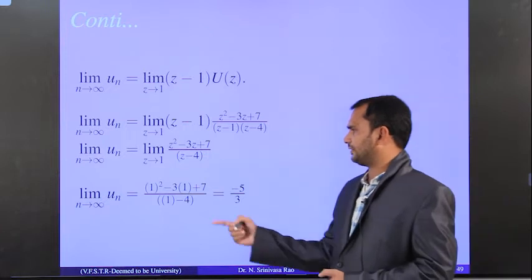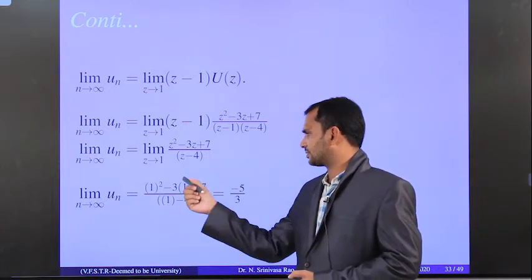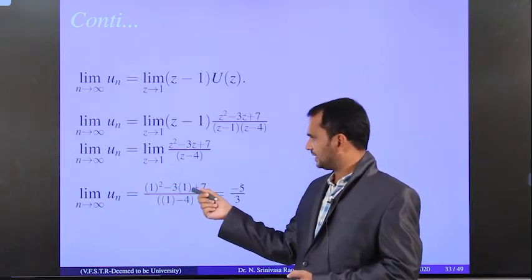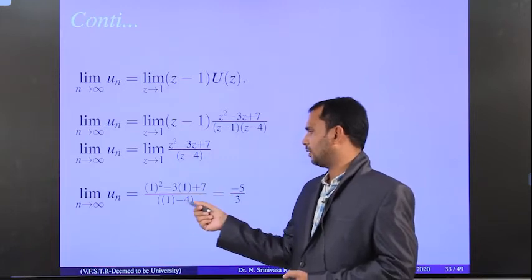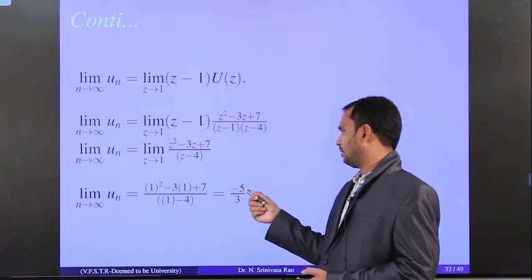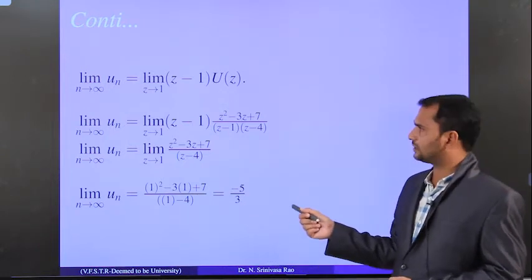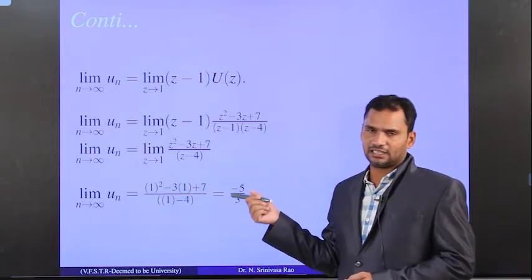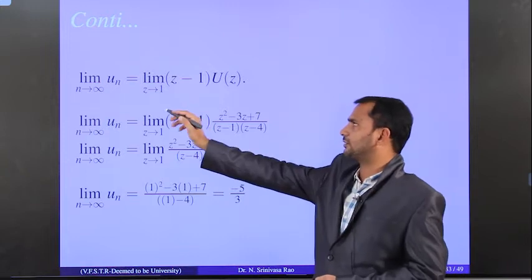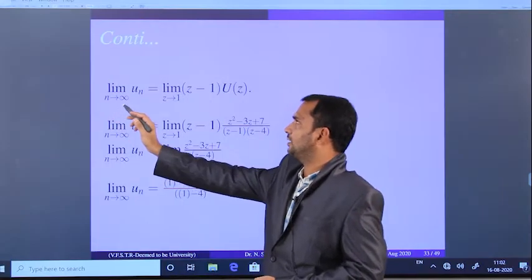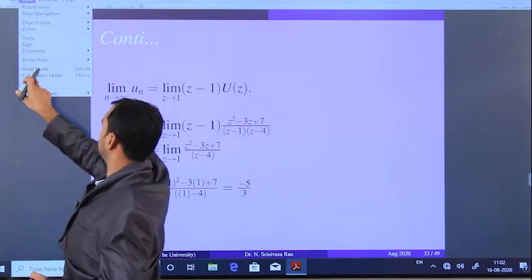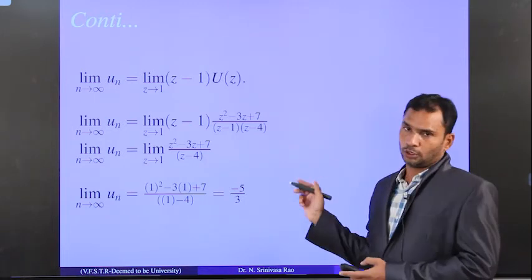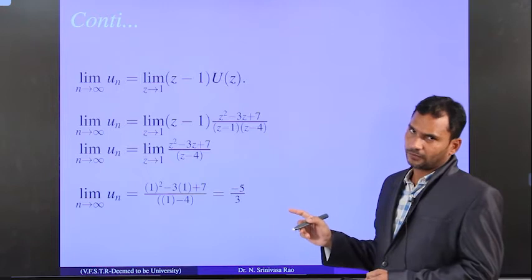Now what is the final answer? The limit of un as n tends to infinity equals, you just substitute 1 in place of z: (1 squared minus 3 into 1 plus 7) divided by (1 minus 4). This equals minus 5 divided by 3. So this is the value of the limit of un as n tends to infinity by the final value theorem. Just remember this statement of the final value theorem: the limit as n tends to infinity of un equals the limit as z tends to 1 of (z minus 1) into U of z.